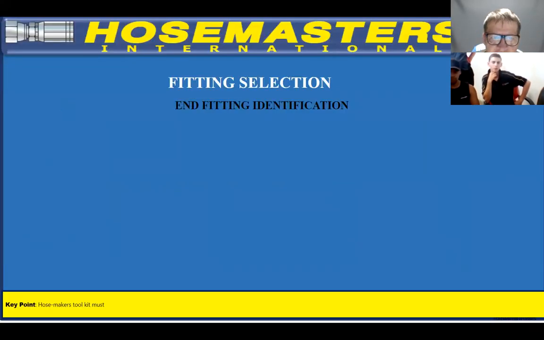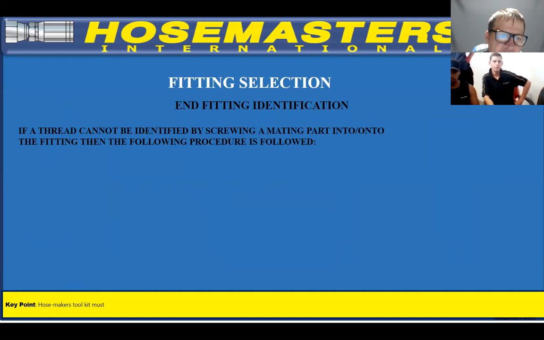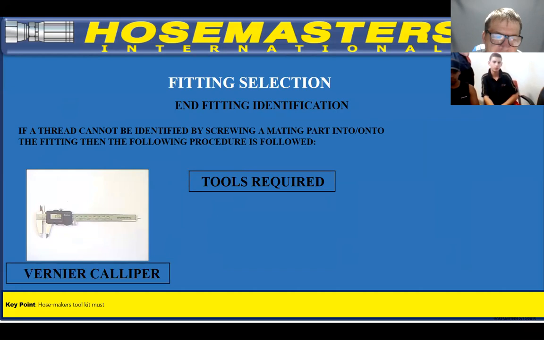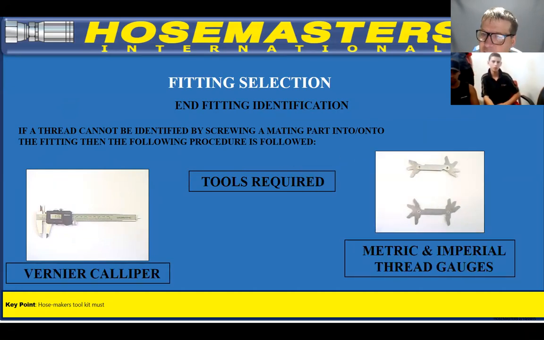Okay, fitting selection and fitting identification. If a thread cannot be identified by screwing a mating part into and onto the fitting, then the following procedure is followed. Tools required: a vernier and thread gauges, imperial and metric thread gauges.